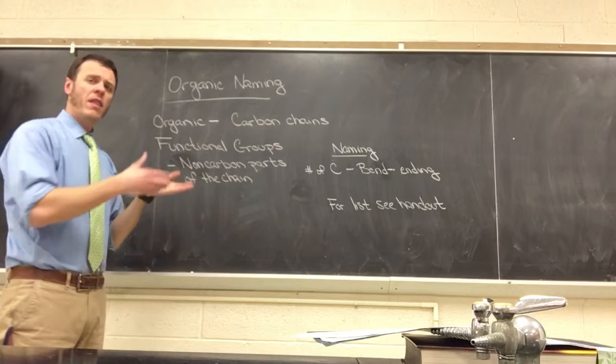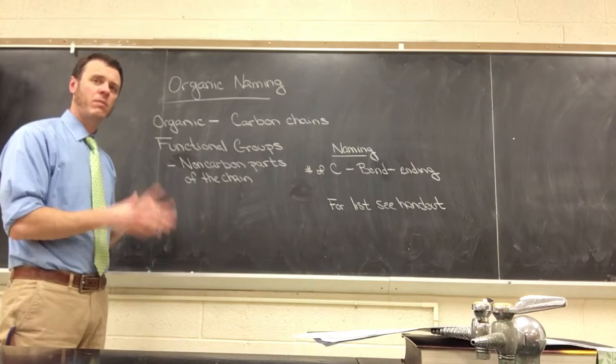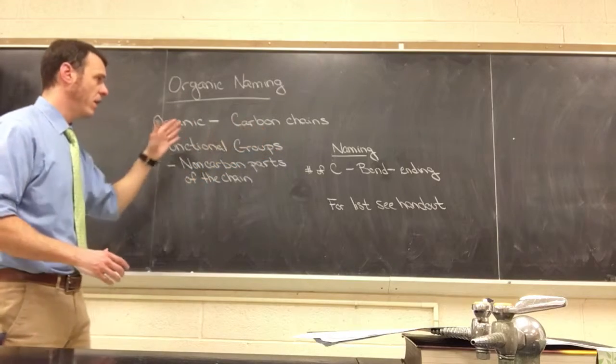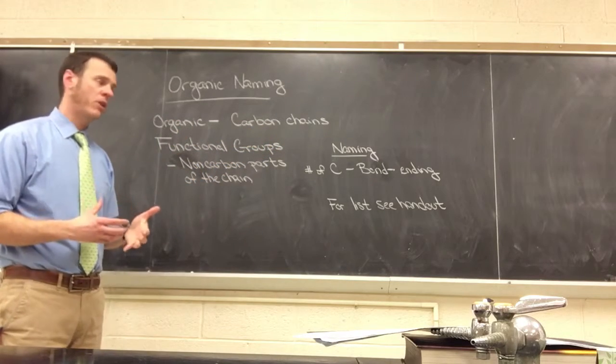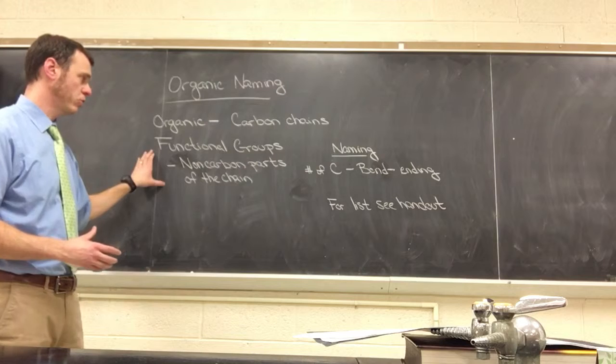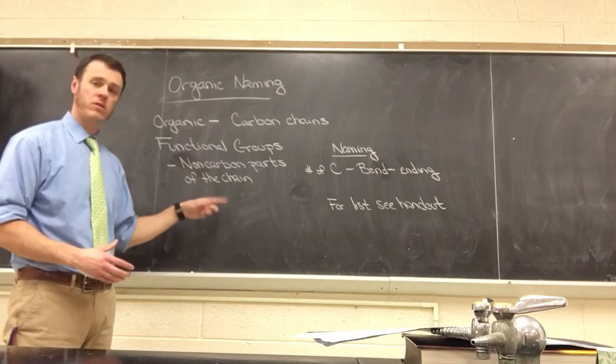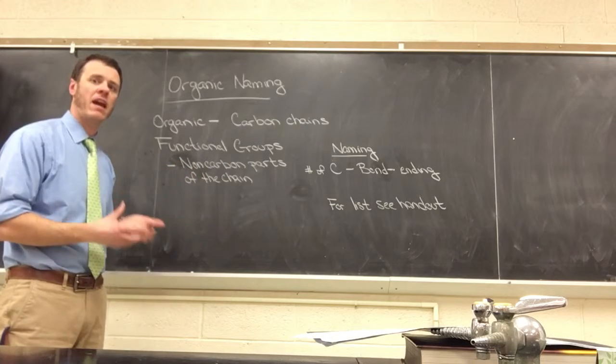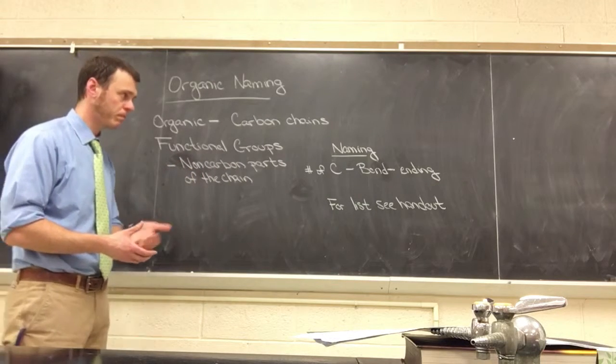Essentially, when we talk about organic chemistry and organic naming, we're looking at compounds that contain chains of carbon. They also contain hydrogen atoms in there, but the main aspect that we're going to focus on are the carbon chains. When we talk about things that aren't carbon or hydrogen, we're going to be talking about functional groups, and these are the non-carbon parts of the chain. These become very important and they dictate a lot of behavior for organic compounds.